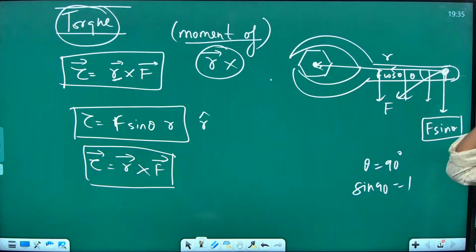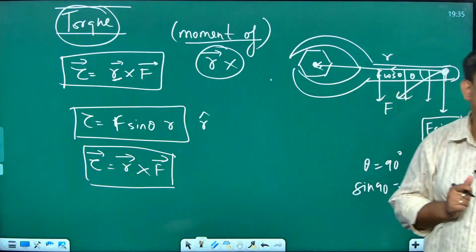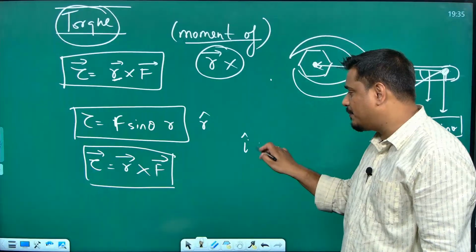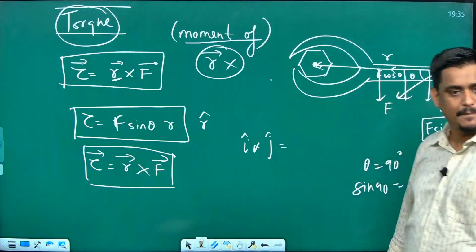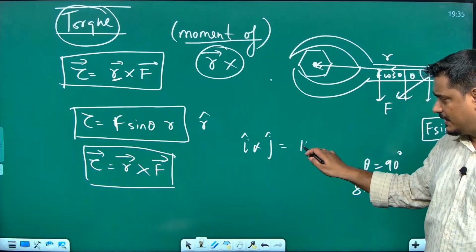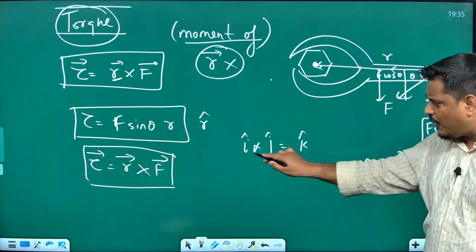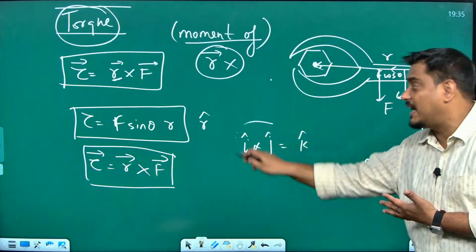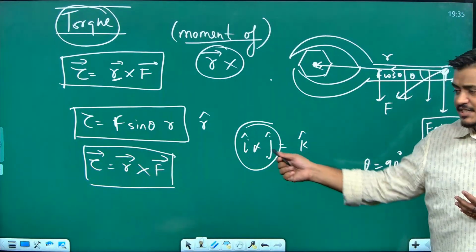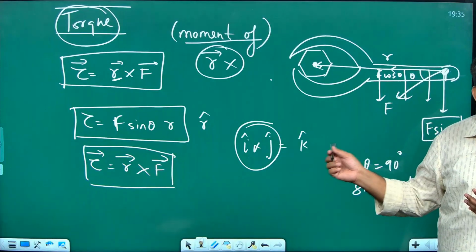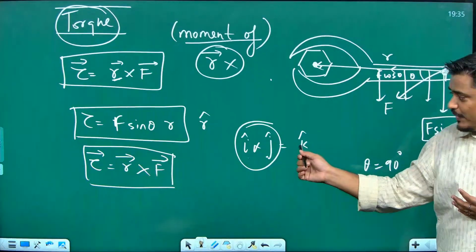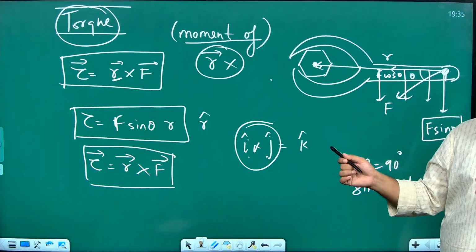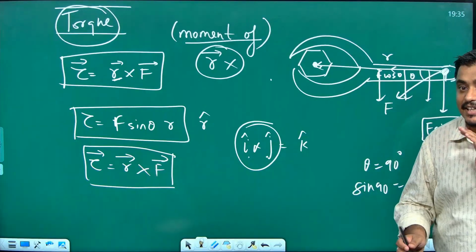This is the direction of the torque. What is the direction of torque? See, always remember one thing. If I ask you what is i cap cross j cap, all of you know the answer. The direction of i cross j is always perpendicular to the plane consisting of i and j. i and j are in the XY plane, k is in the Z direction. So the resultant, that is i cross j, always acts in the direction perpendicular to the plane consisting of i and j.